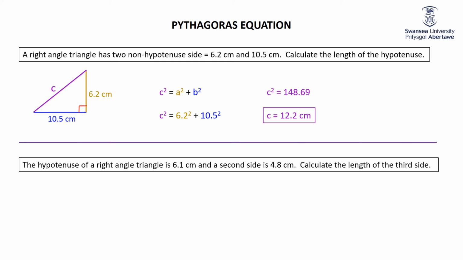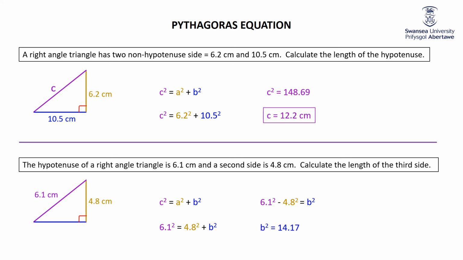How about this one? The hypotenuse, I'm telling you the hypotenuse here, 6.1. Second side, 4.8. Calculate the length of the third side. Well, we know it's got to be less than 6.1 because the hypotenuse is always the longest one. Let's pop in the values given. Hypotenuse 6.1. One side, 4.8. So we get 6.1 squared for the hypotenuse is 4.8 squared for the other side, plus B squared, the one we don't know. So B squared is 6.1 squared minus 4.8 squared. B squared is 14.17. B is 3.76 centimeters.